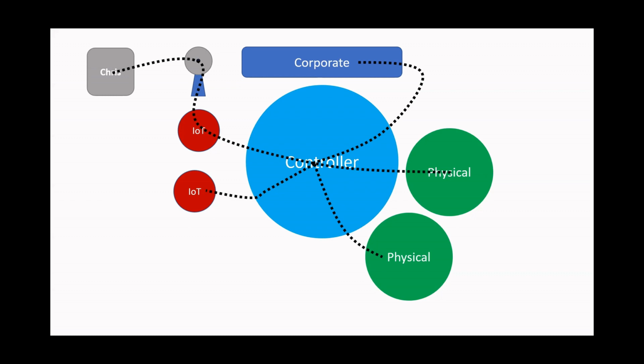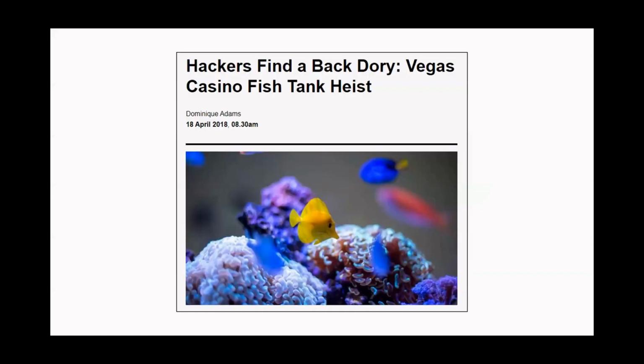I get asked quite often if this has ever happened in the real world. This actually happened with a fish tank in Las Vegas. Some people may know about this, but there was a fish tank in a lobby in a casino in Vegas, and it had a smart thermometer that was just connected to the internet. So it was touching the internal network, and it was touching the internet.